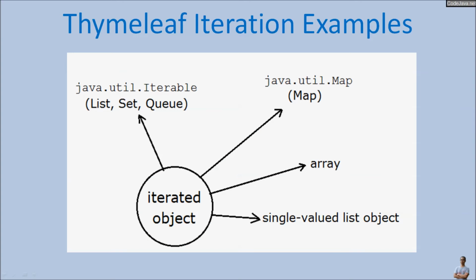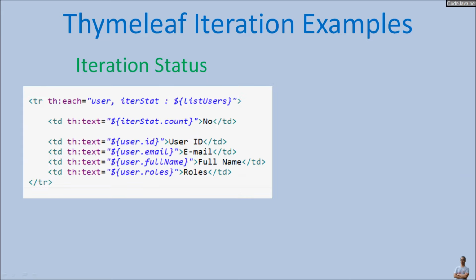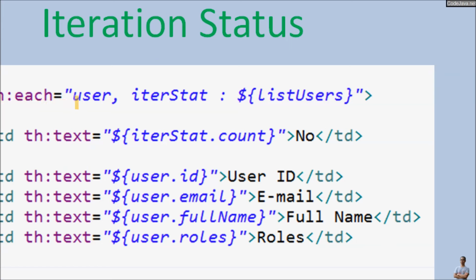And note that the iterated object can be any object that implements java.util.Iterable interface here, such as list, set, and queue, or it can be a java.util.Map, or can be an array or a single value list object. And we can also specify iteration status in the th:each tag besides the iterable variable here. You see, after the iterable variable, we use the iteration status variable, iterStat here, and then we use the count property on this status variable.